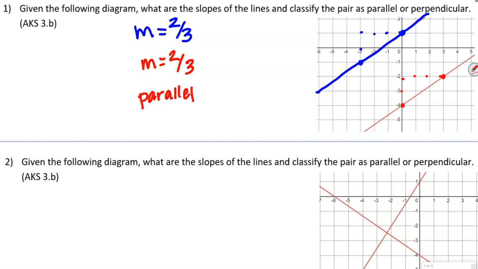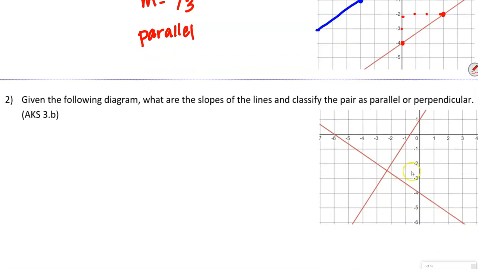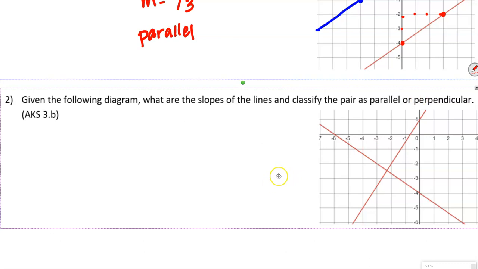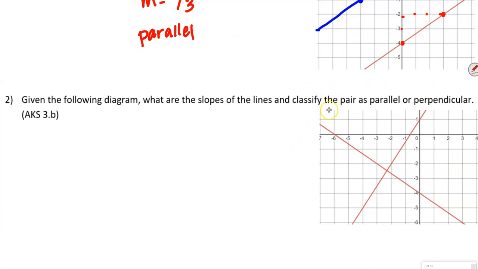Okay. Now the next one says, given the following diagram, what are the slopes of the lines, and classify the pair as parallel or perpendicular? Well, I'm pretty sure we all know they're not parallel, but again, neither will be one of your choices on the test, so you need to be watching for that, okay? So here again, I'm going to do one of the lines in blue and one in red. Actually, let's do this one in blue, and the other one in red.